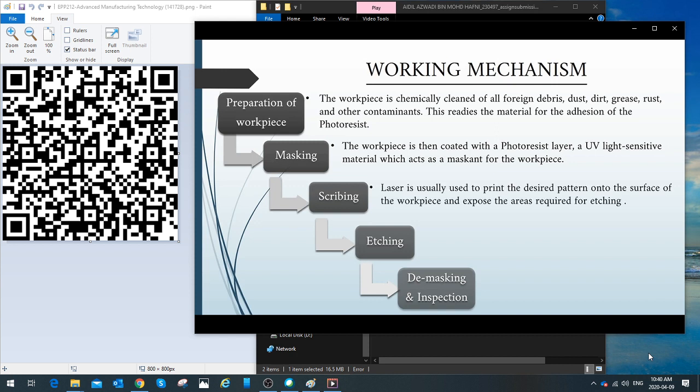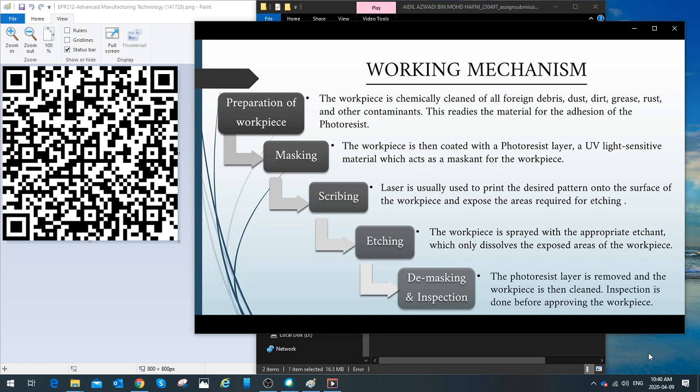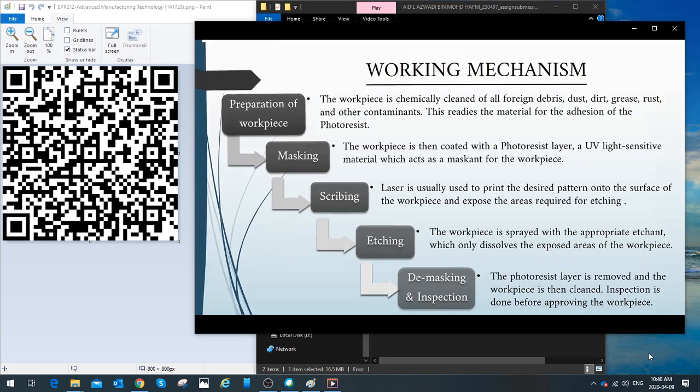Desired pattern is then printed onto the coated surface by scribing the masking, usually using laser. This will expose the areas for etching. And the fourth step is the most important one, etching. The material on the exposed area is then removed by spraying etchant to the workpiece. And lastly, demasking and inspection. The masking is then removed and the workpiece is inspected before approving.